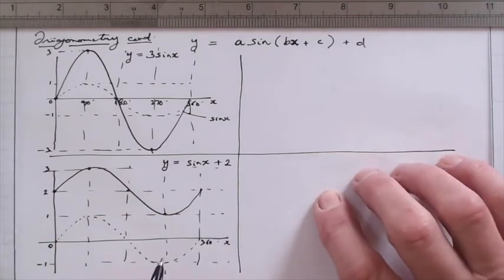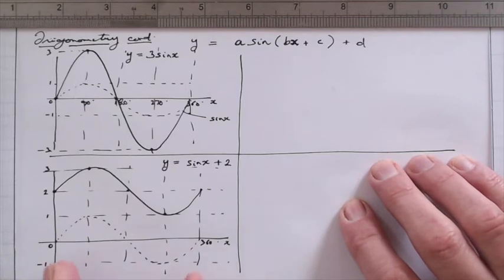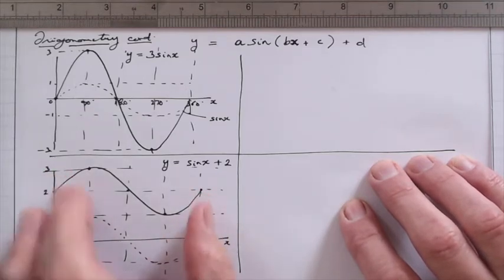Okay, that's not too bad. That's sine x plus 2. And you can see the effect is to shift the whole graph up by 2 units.